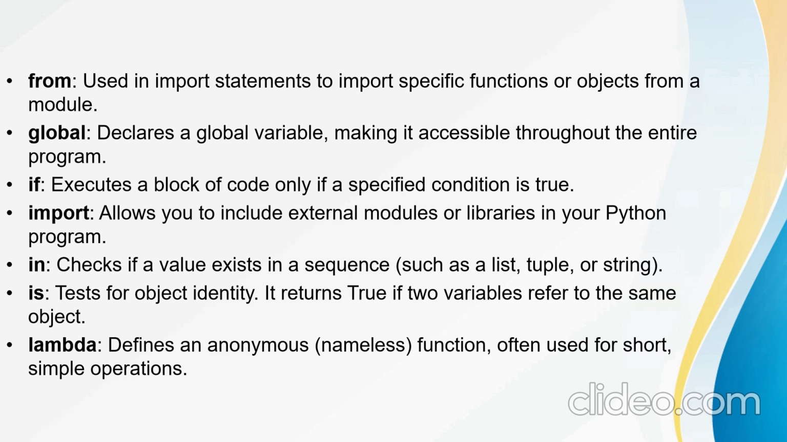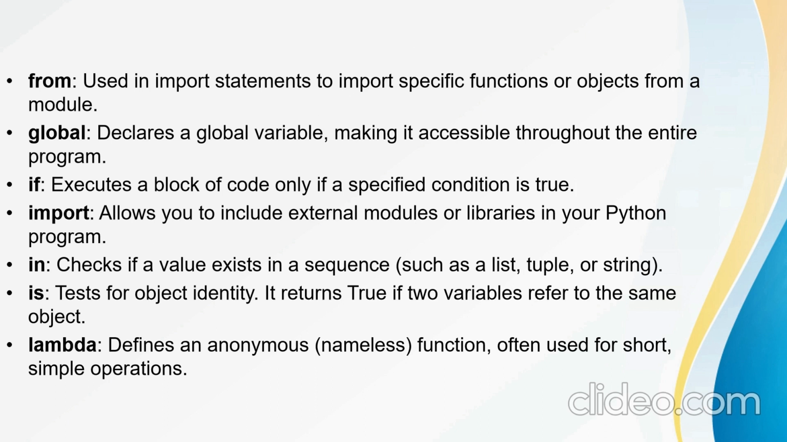Global keyword: declares a global variable, making it accessible throughout the entire program. If keyword: executes a block of code only if a specified condition is true. Import keyword: allows you to include external modules or libraries in your Python program. In keyword: checks if a value exists in a sequence such as a list, tuple, or string. Is keyword: tests for object identity. It returns true if two variables refer to the same object.